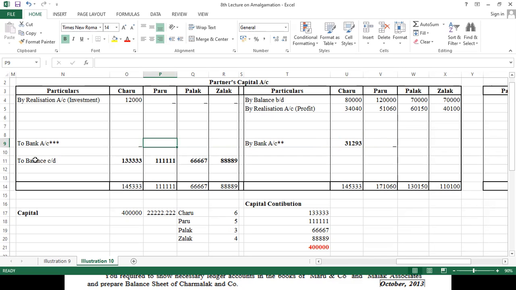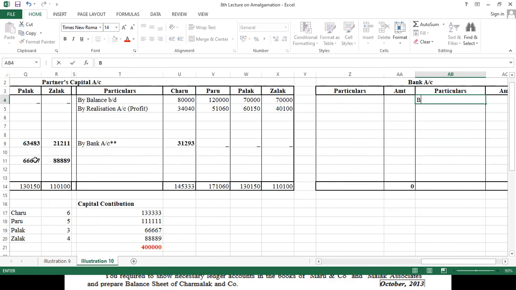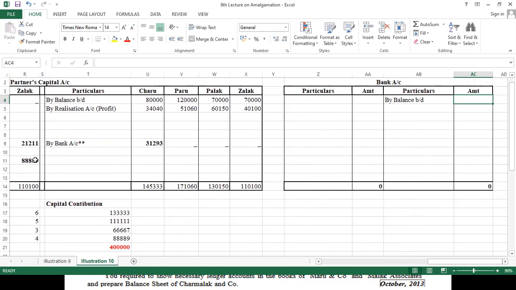So let's calculate total minus. Okay, so here we got 59,949. What to do, son? We have to give to Paru and take from Charu, so in both of these, the same side is heavy. So dash and dash. Here this will be Control C. Okay, have you got it? This will be a bank overdraft, and it will be more, because in the initial stage we have a bank overdraft by balance brought down.